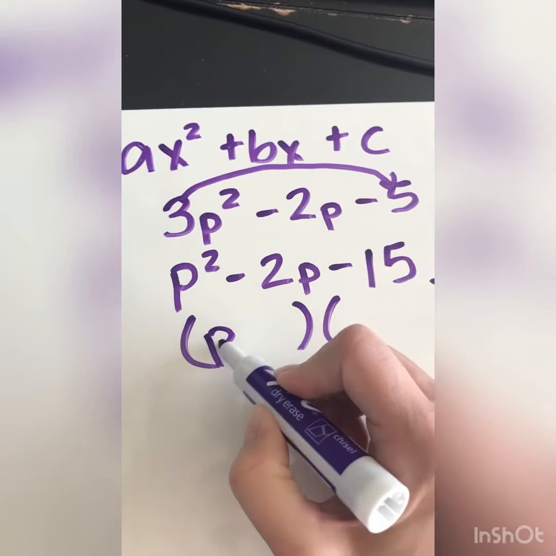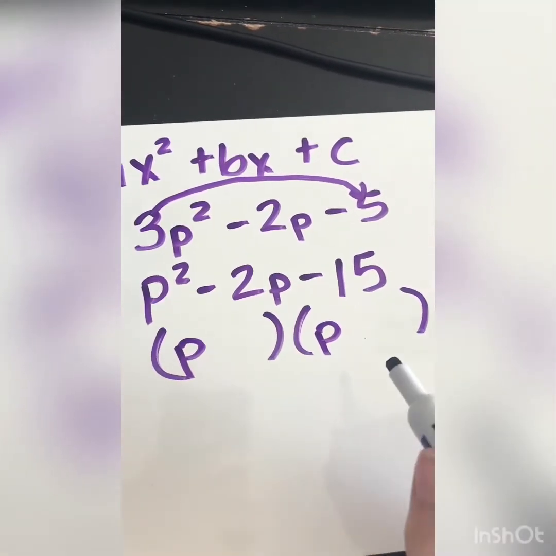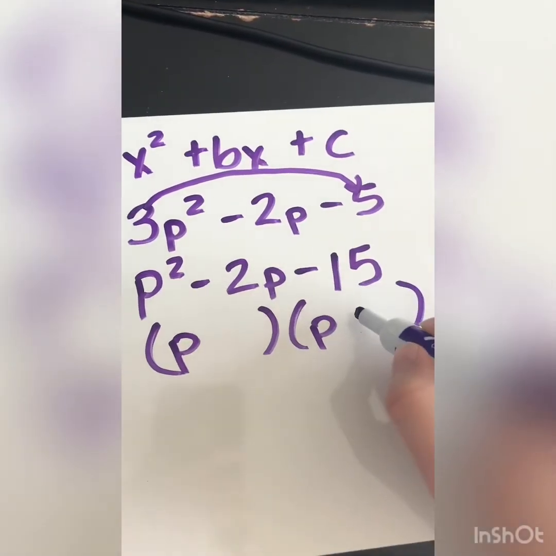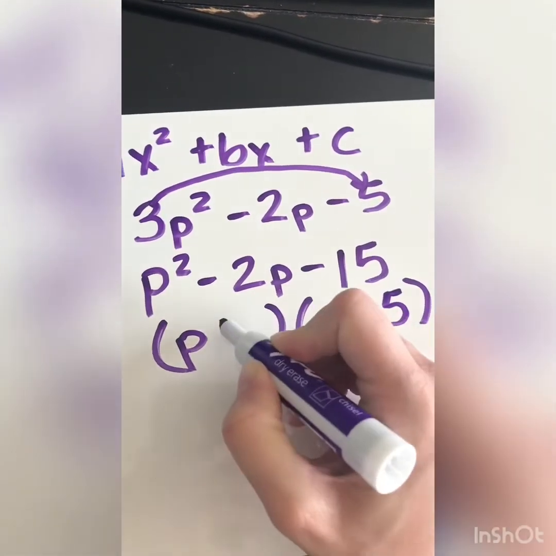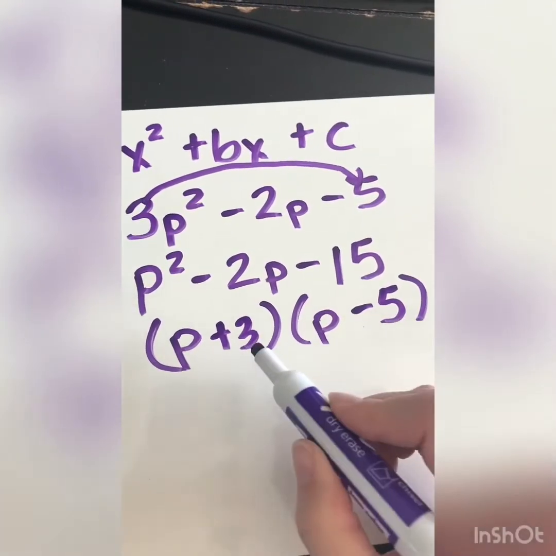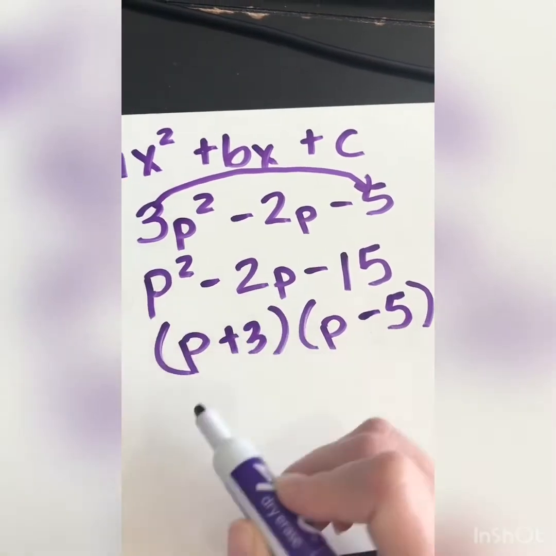So I've got p and p. Okay, and you can pause it and try and think of those numbers on your own for a few minutes. And those numbers are going to be negative 5 and a positive 3, because negative 5 and positive 3 gives you negative 15, but negative 5 plus 3 gives you negative 2.